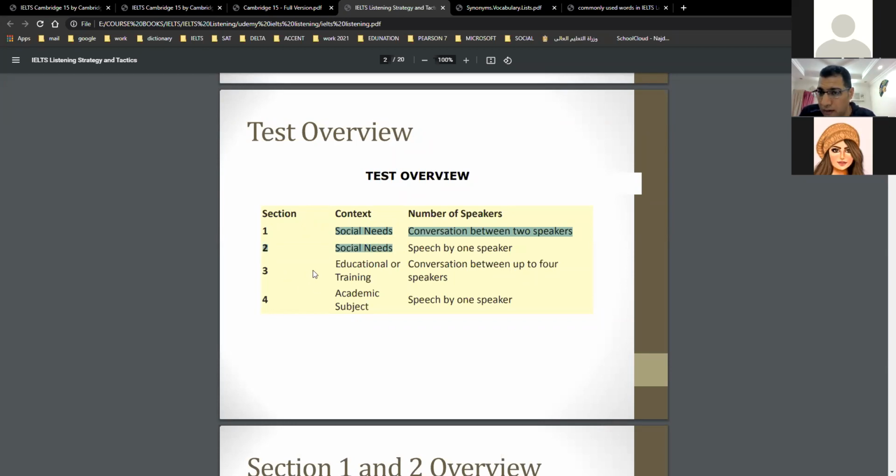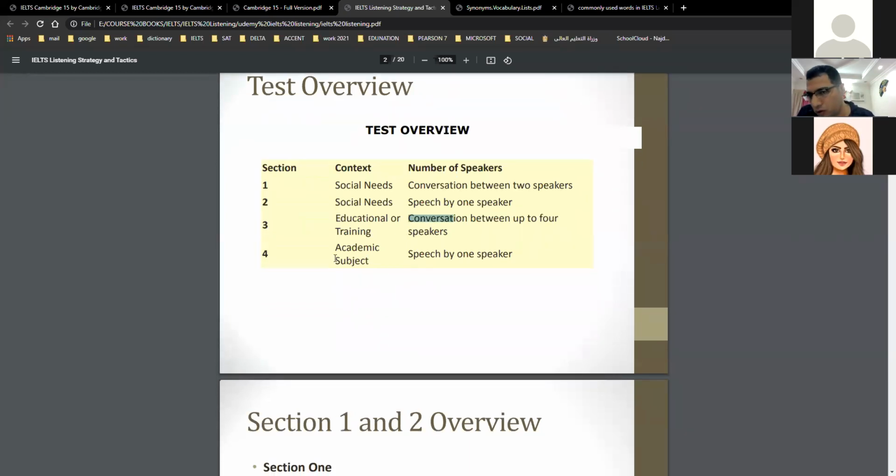Section 3, again, 10 questions as usual. It's about educational topics, something related to homework, school, subjects, university, educational or training courses, for example. It's a conversation again between 2, 3, maximum 4 speakers. Section 4, again 10 questions as usual. It's an academic subject, and we have a speech by one speaker.